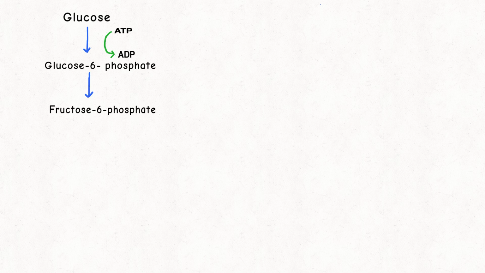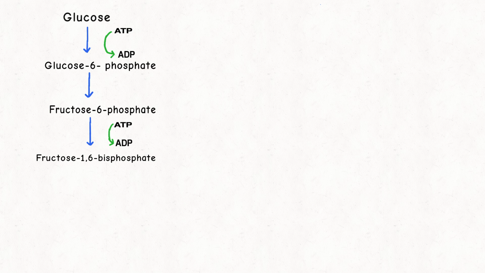Here at first, glucose will be converted to glucose 6-phosphate with the help of an ADP. Then it will be converted to fructose 6-phosphate, which is then converted to fructose 1,6-bisphosphate, again with the help of an ADP. This concludes the first phase.